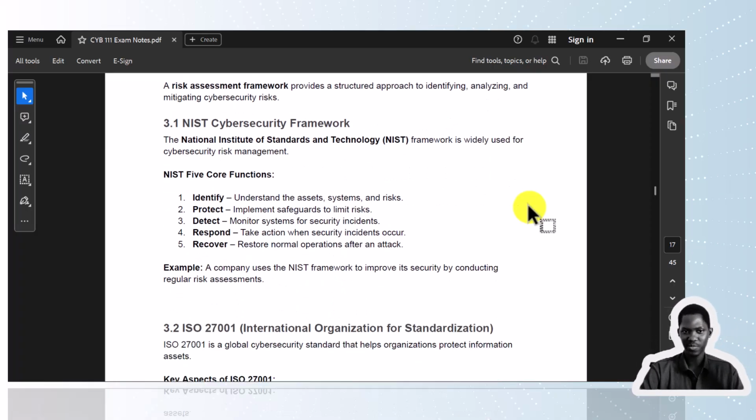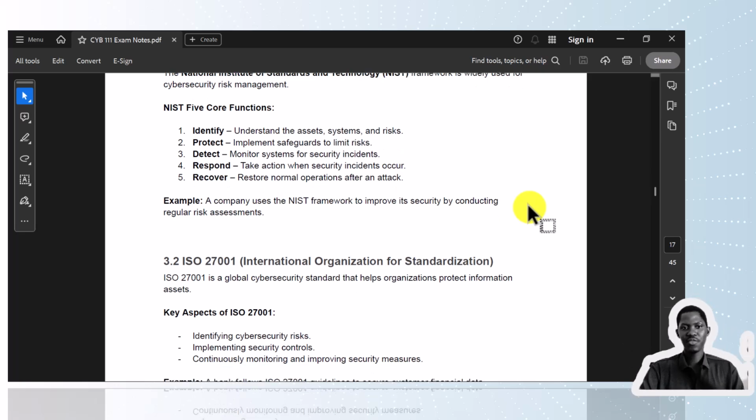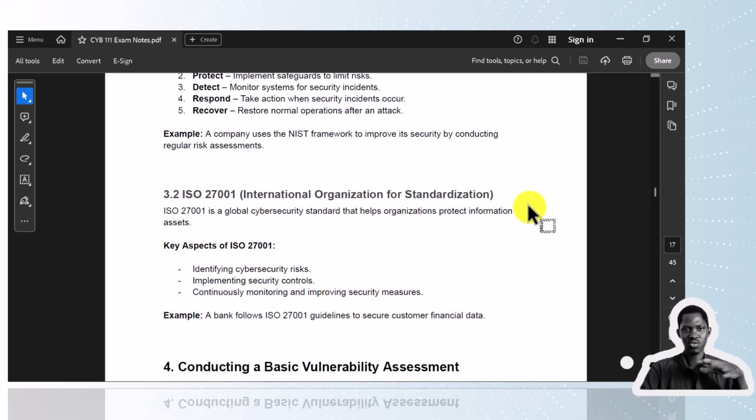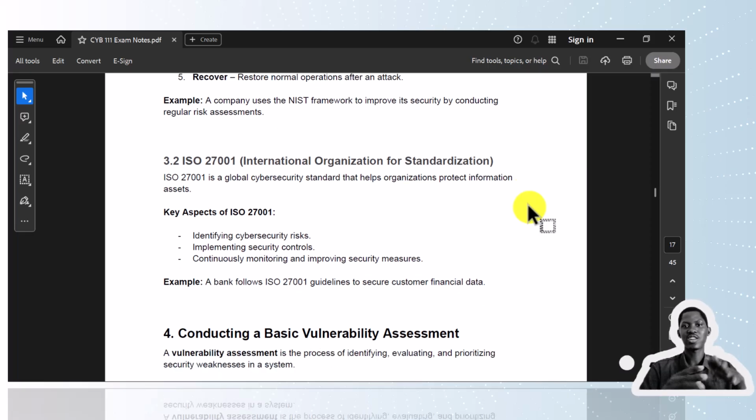Now, example, a company uses the NIST framework to improve its security by conducting regular risk assessments on their assets and systems. Now, another framework is the ISO 27001. ISO is International Organization for Standardization, right? So that's another organization that has their own framework. So we are just going to be looking at these two, NIST and ISO.